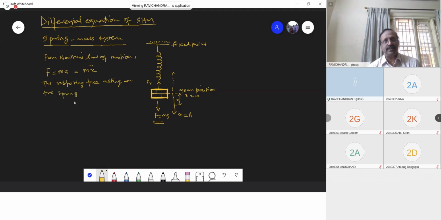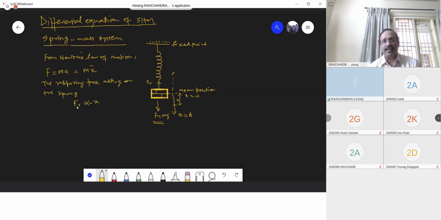This force Fr is directly proportional to the displacement. More the displacement, more the restoring force, more the opposition it is giving; it is self-adjusting. So this is directly proportional to x. But you see, x is going downwards, but F is acting upward. So there must be a negative sign. So that is why I call it a restoring force.